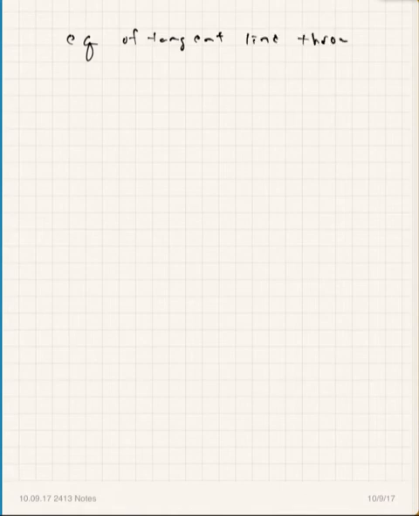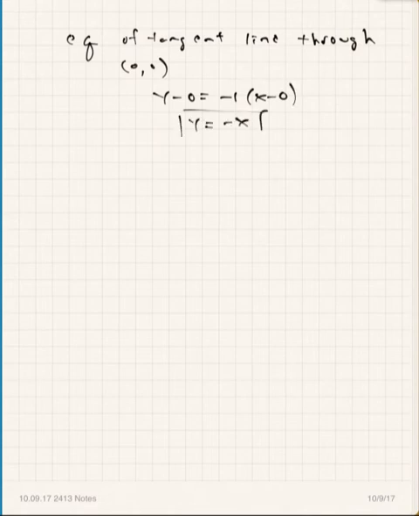The equation of the tangent line, remember it's through 0, 0, would be given by y minus 0 equals -1 times x minus 0. In other words, y equals -x. That would be the equation of the tangent line through that point 0, 0.